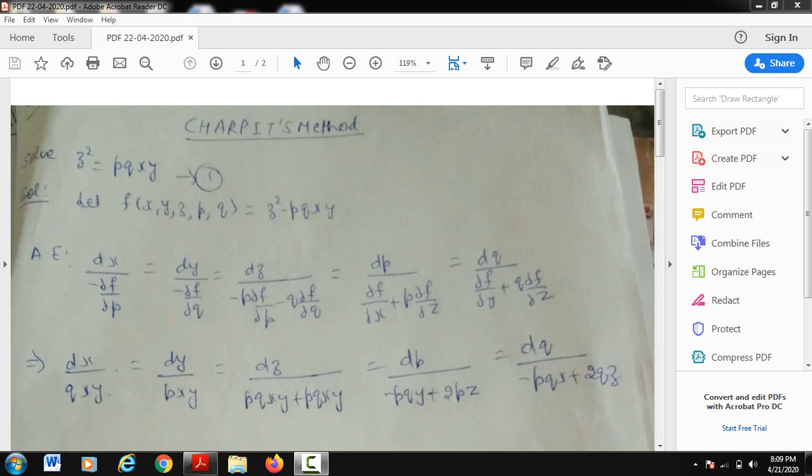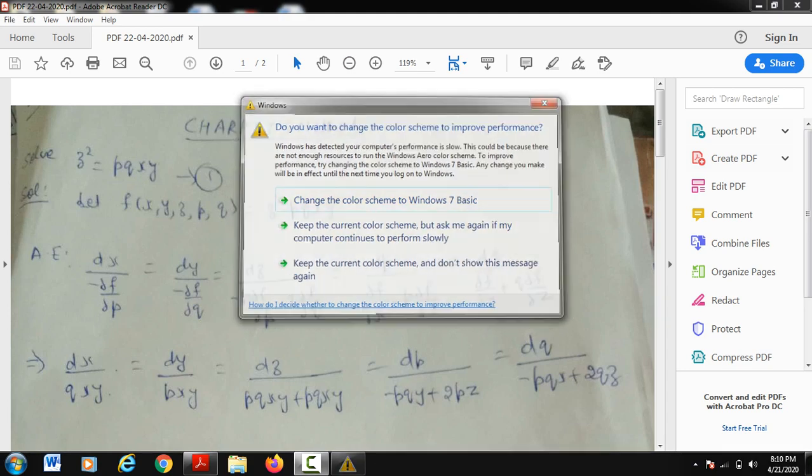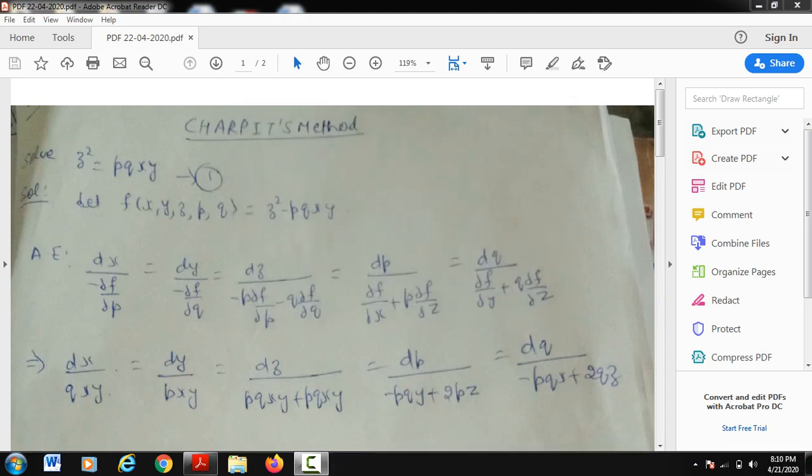Here we will use the symbols small p and small q, and you are very familiar with these symbols. Small p stands for ∂z/∂x, or ∂f/∂x, and small q is ∂z/∂y, or ∂f/∂y. So what are the basic steps? First of all, we denote the given equation by f(x, y, z, p, q), meaning f is a function of x, y, z, p and q, and we will mark it as equation number 1.